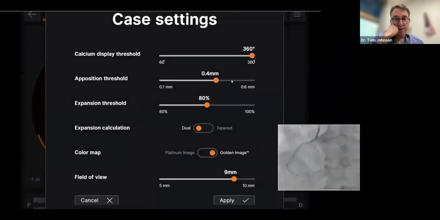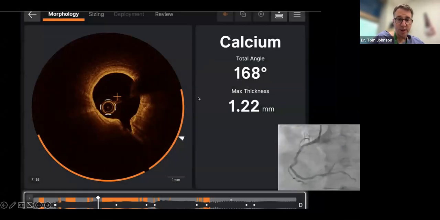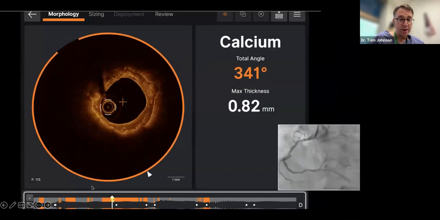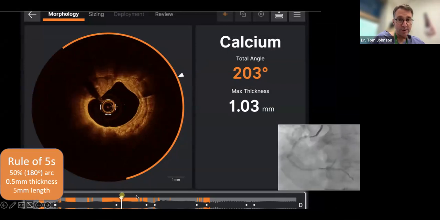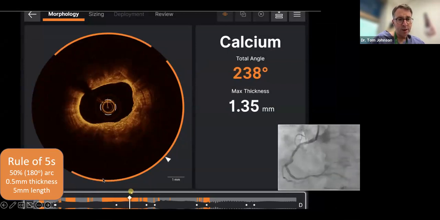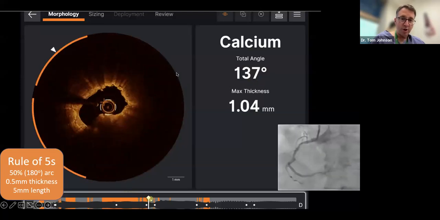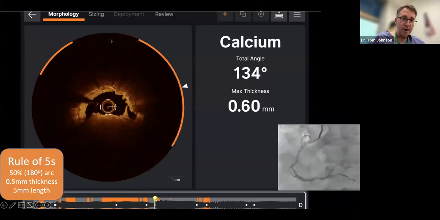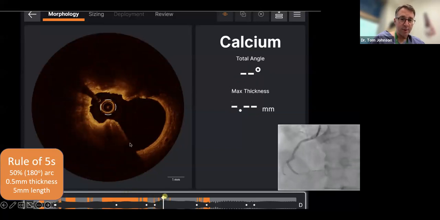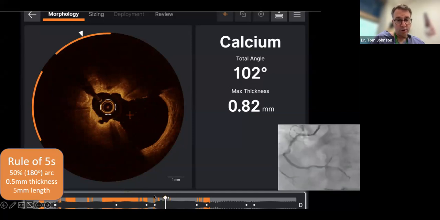So this was with the original Ultron 1.0 software. It automatically detects the calcium. You can see I'm just reducing the sensitivity to highlight areas in the longitudinal view where we see greater than 180 degrees of calcium. On the short axis, these orange bars signify the arcs of calcium. And along the longitudinal view, we can see the length of calcium depicted in orange.